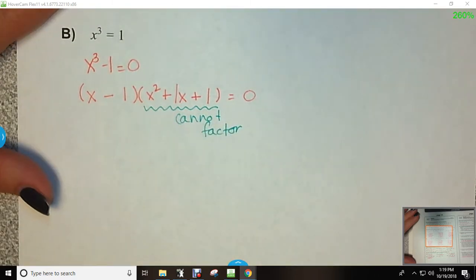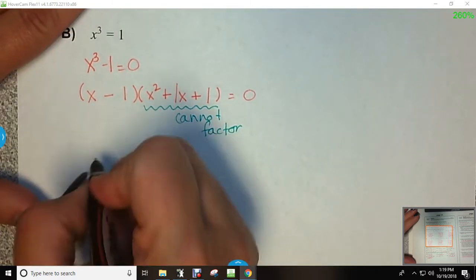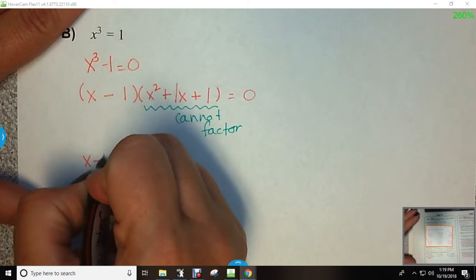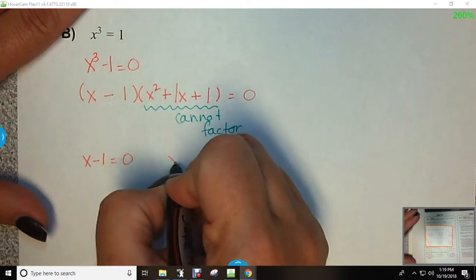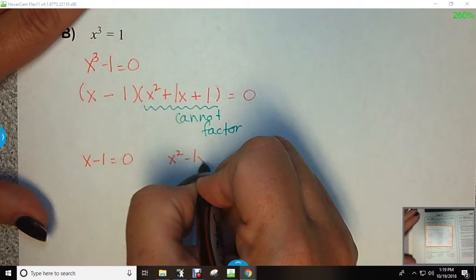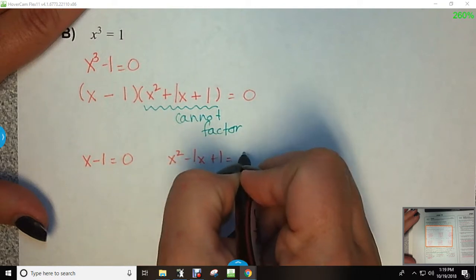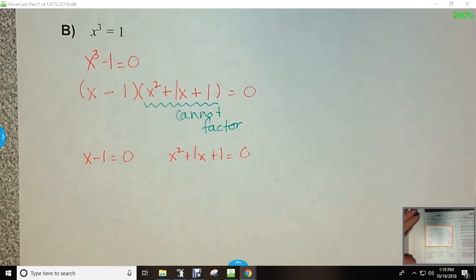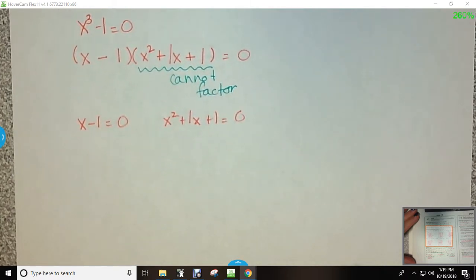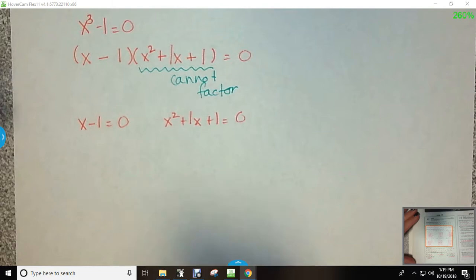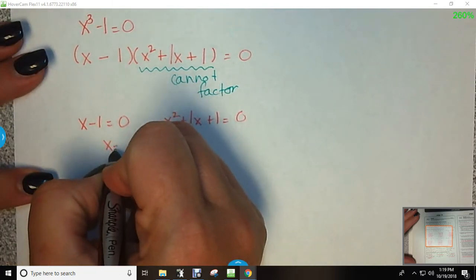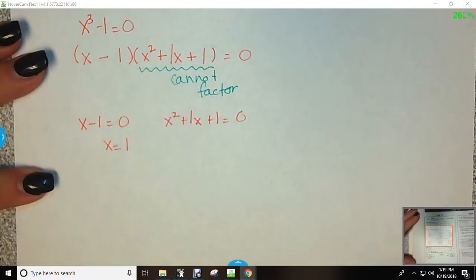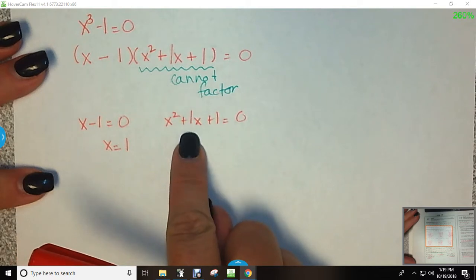Okay, since I can't do any more factoring, I'm going to go ahead and set it up so that each factor is equal to 0. And now I have to solve those. First one's easy enough to solve. I get x is 1. What about this one?